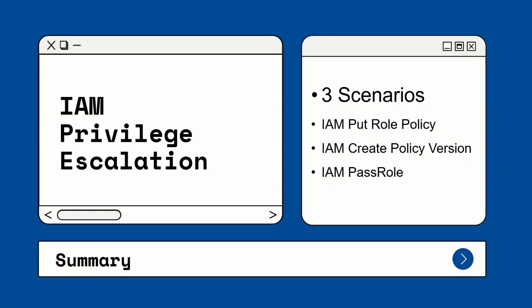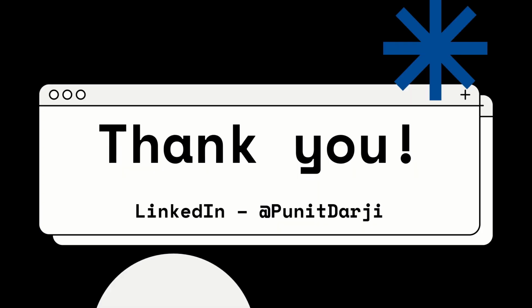Let's summarize this video. These are the three IAM privilege escalation scenarios we discussed in this video. The first scenario is using IAM PutRolePolicy, second is IAM CreatePolicyVersion, and third is IAM PassRole. I have also already created a video about privilege escalation. You can check it out as well.